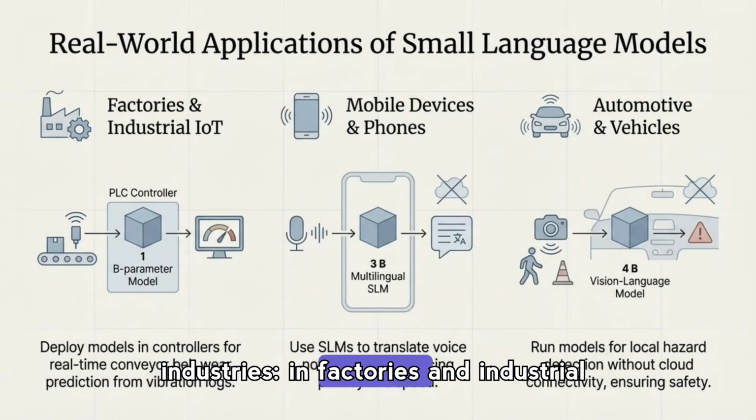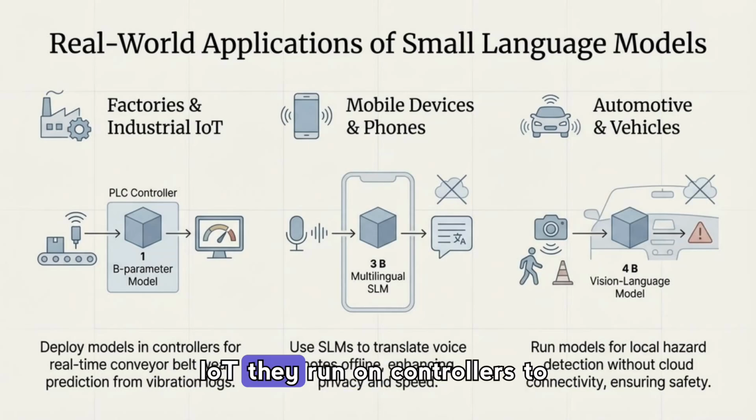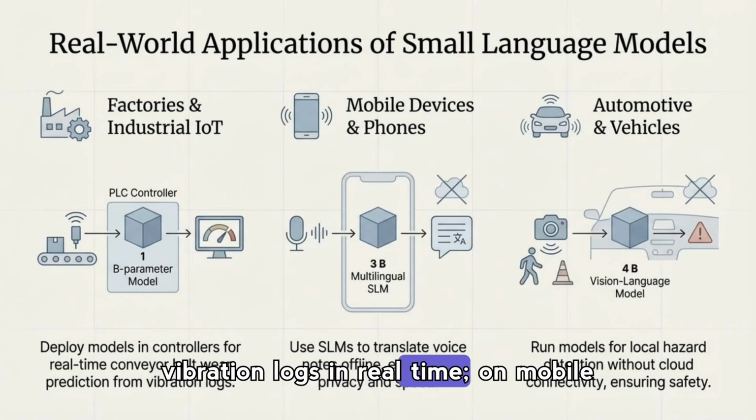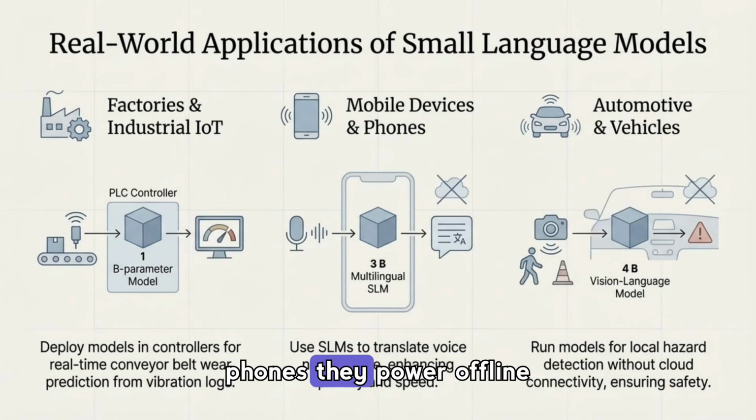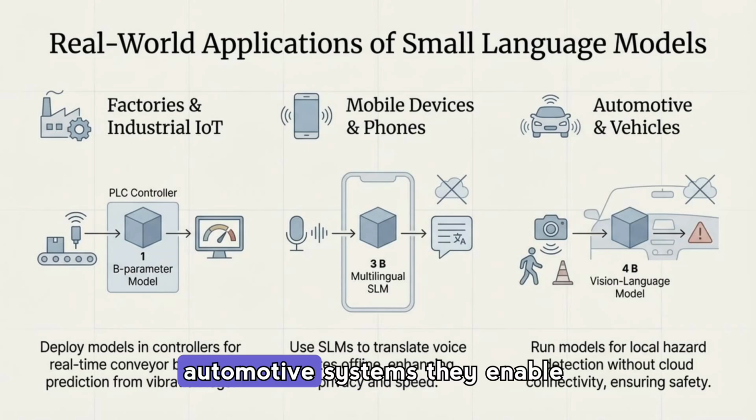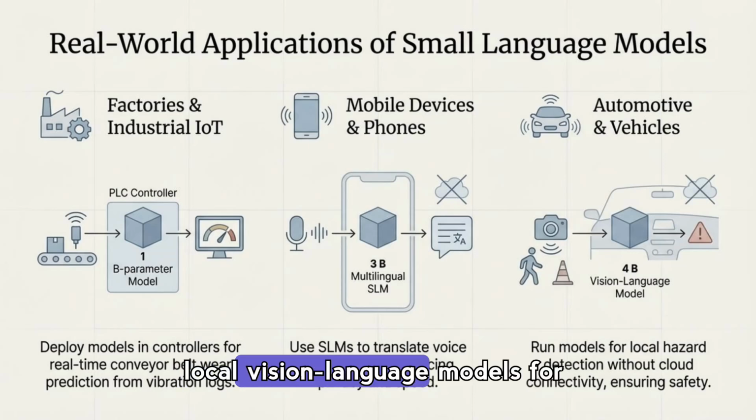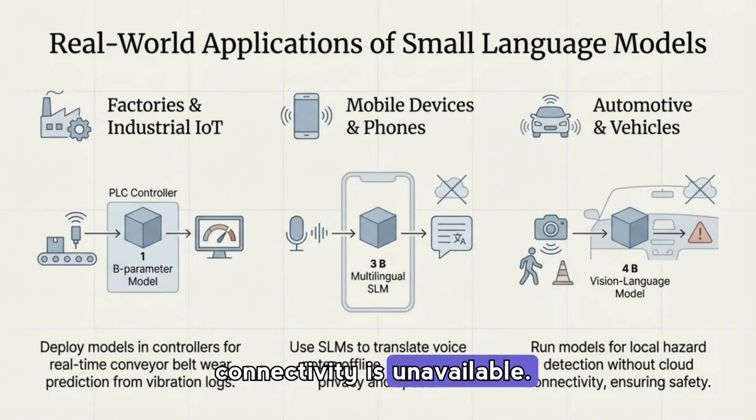Small language models have practical applications across industries. In factories and industrial IoT, they run on controllers to predict conveyor belt wear from vibration logs in real time. On mobile phones, they power offline multilingual voice translation for privacy and speed. And in automotive systems, they enable local vision language models for hazard detection when cloud connectivity is unavailable.